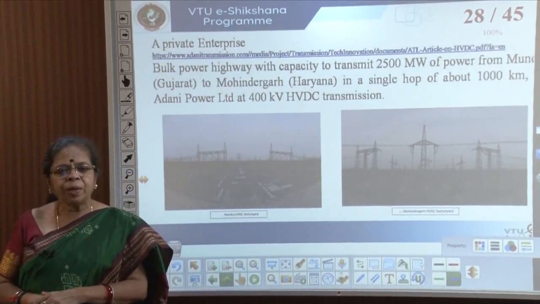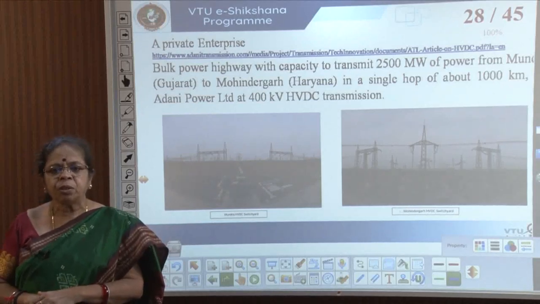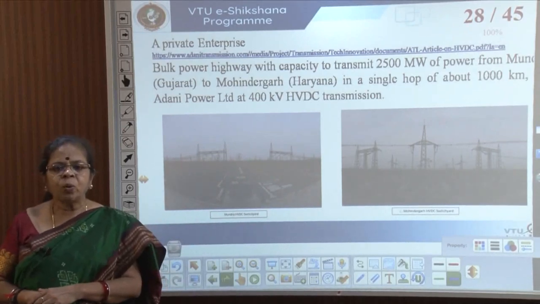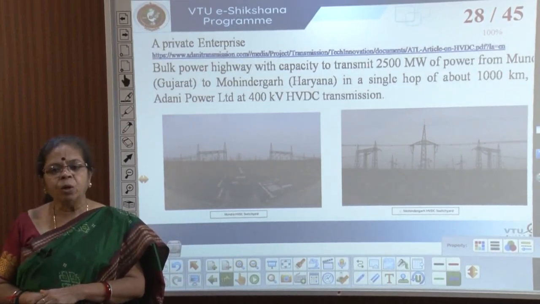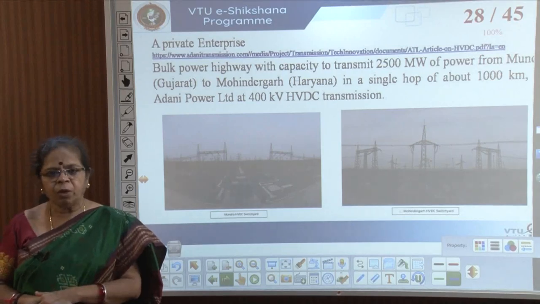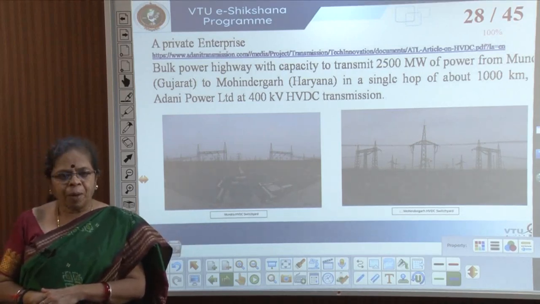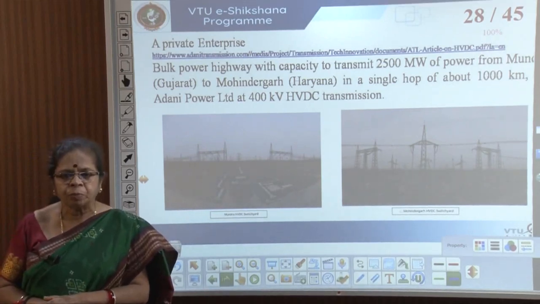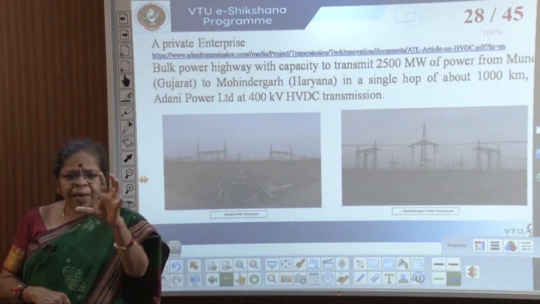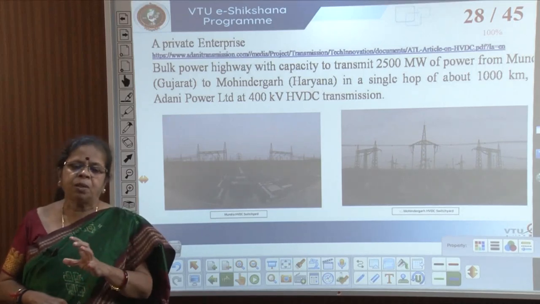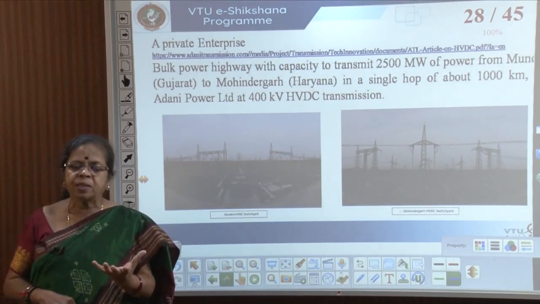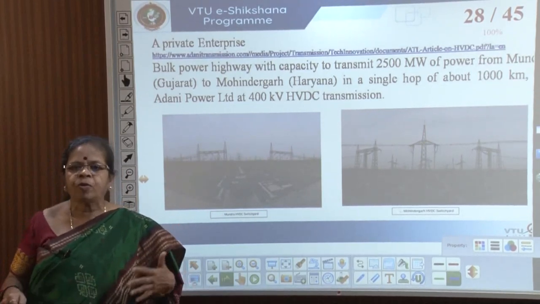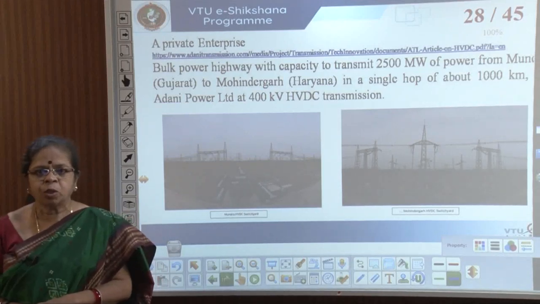So it's a bulk power highway with a capacity to transmit 2,500 megawatts from Gujarat to Haryana in a single loop. So it's around 1,000 kilometers, funded by Adani Power Limited, at 400 kV HVDC transmission. So if you read this, you will get an idea about the amount of work, the different components involved, and how a whole project takes place, a whole outlay of an HVDC transmission takes place.